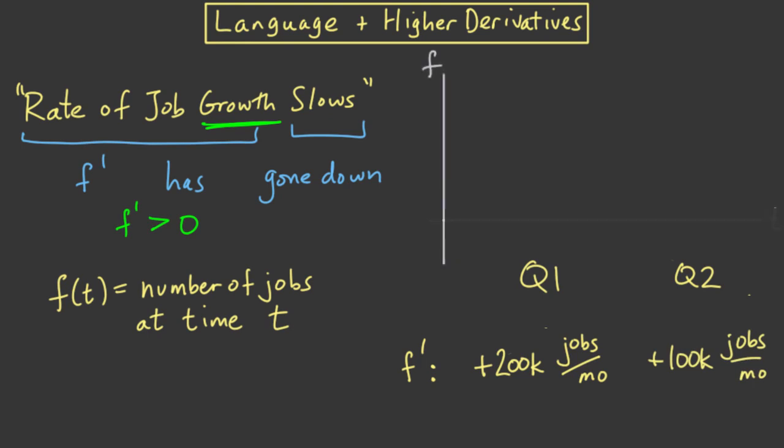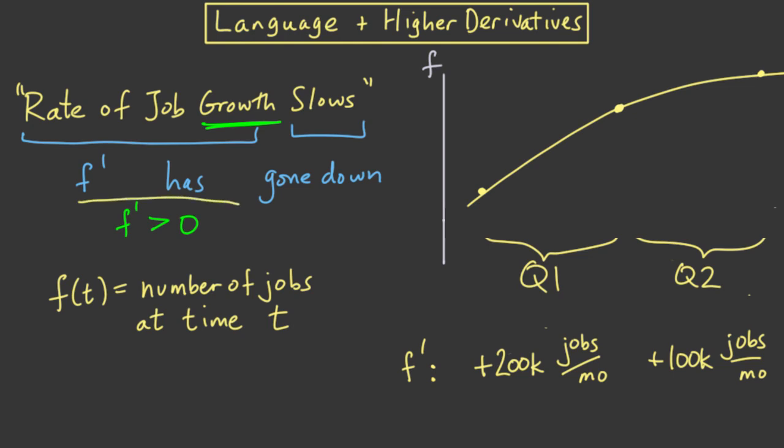If we graph f, then over the course of the first quarter, we know that it increased at a certain rate. And then over the second quarter, it again grew, but at a slower rate. So if we draw just a curve connecting these 3 points, then we see that the graph of f is concave down. And this should make some sense because f prime is the thing that's decreased.